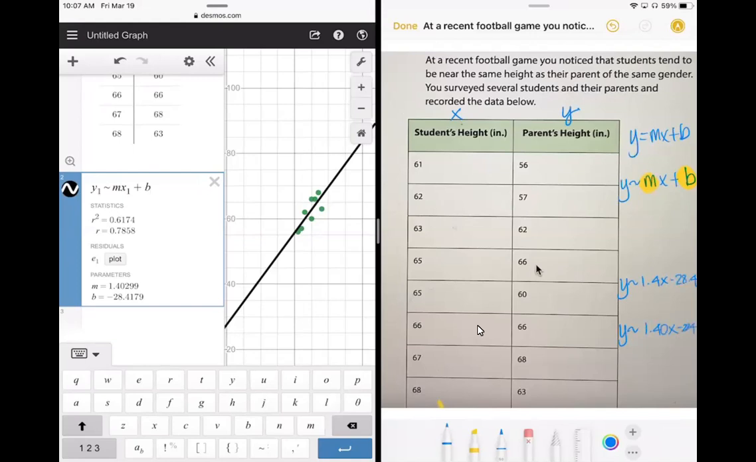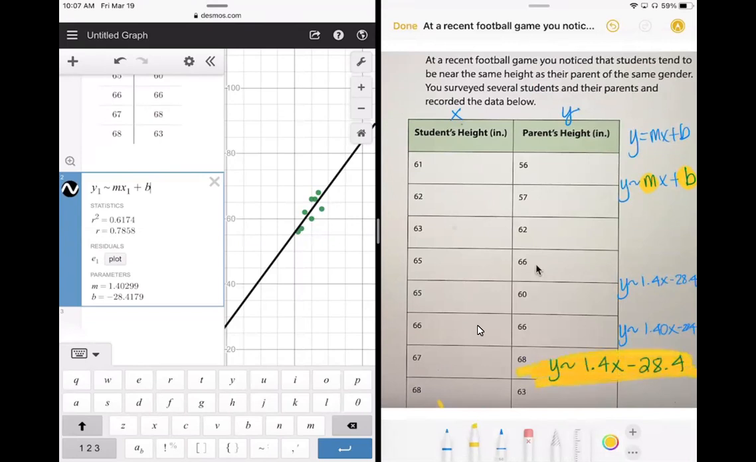So let me find somewhere else to write it so I can write it bigger. I'm going to write it right here. Y is approximately equal to 1.4x minus 28.4. And this is our line of best fit.